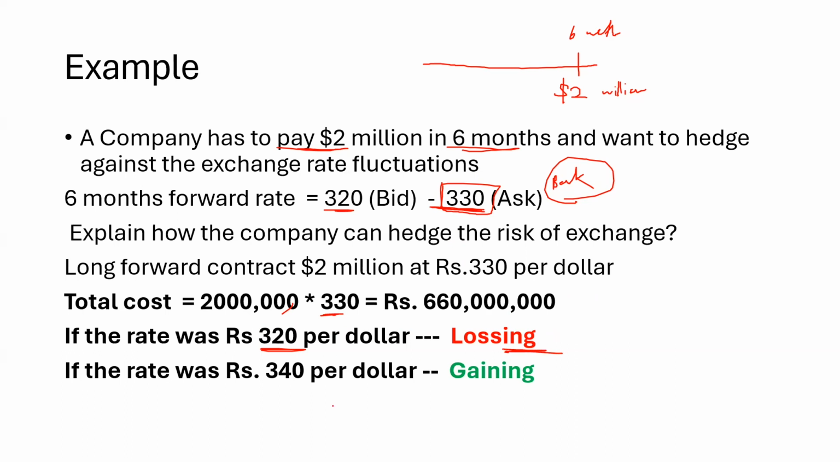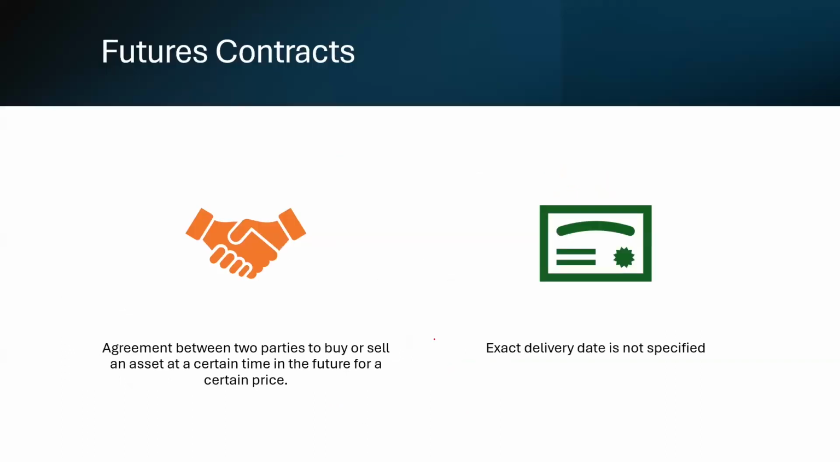But what if the market rate at that particular time is 340 rupees per dollar? In that case, you are actually gaining, because you are buying at 330. If you had to buy from the market, you would have to buy at 340, which is higher than 330. So you are at a gain, right? And that's about the forward contracts.